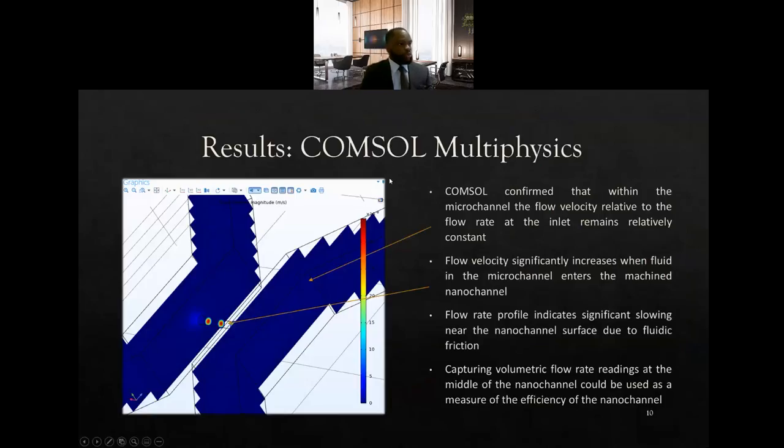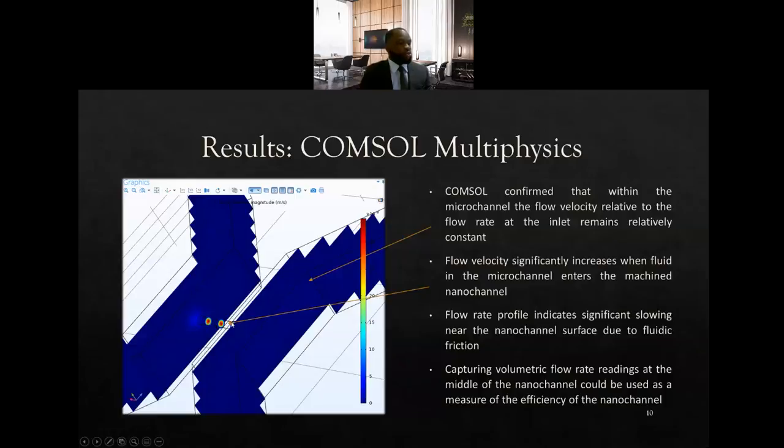So once we got that information, we fed it into COMSOL, and we had some difficulty at the nanoscale, some things that we still need to work through, but COMSOL did provide us a few useful pieces of information. It confirmed that the flow velocity within the microchannel, relative to the flow rate at the inlet, remains relatively constant, evident from these blue planes here. The flow velocity also significantly increased when the fluid in the microchannels entered the nanochannel.